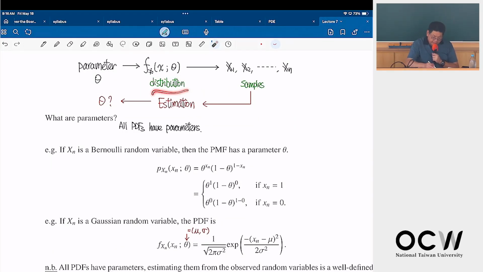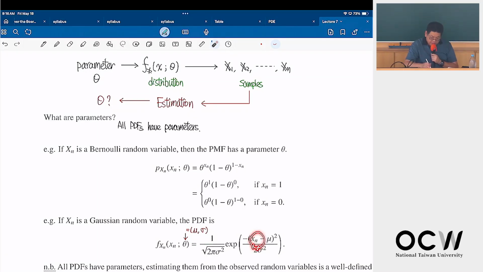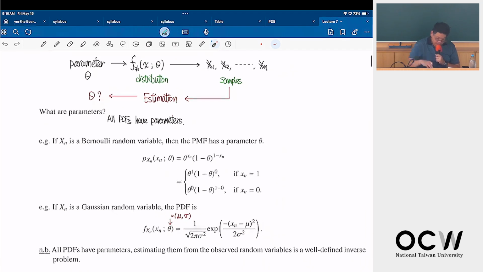And for the distribution, we have samples. Suppose we only have samples, then we want to estimate. We know the distribution, and we want to estimate your mean and your variance. This parameter. Then this is called estimation. So all PDFs have parameters that we will estimate. We can estimate them from the observed random variables. And this is a well-defined inverse problem.